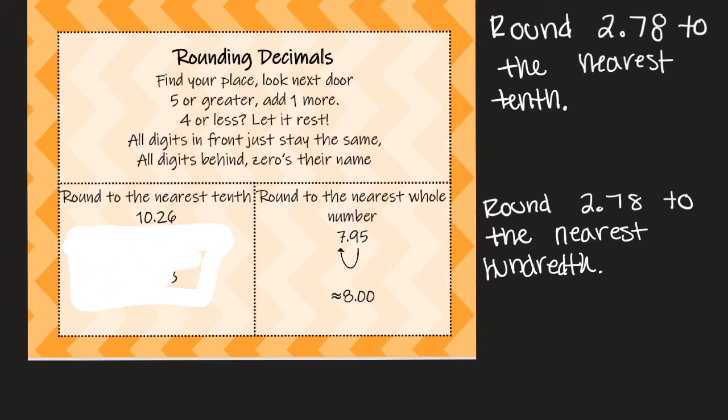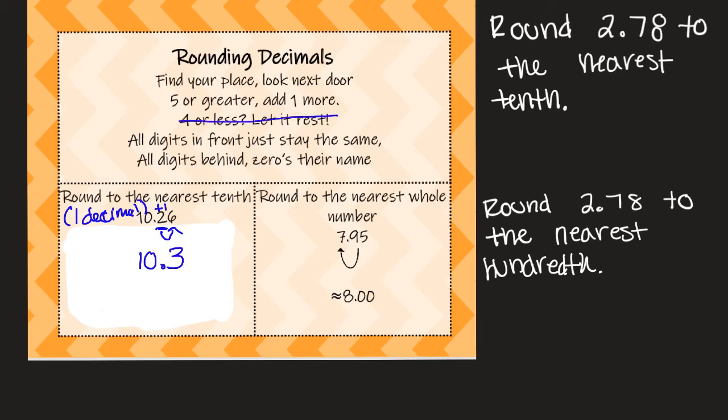Okay, round 10.26 to the nearest tenth. Okay, if I remember from our chart that we just did, the 2 is in the tenths place. Okay, so that's 1 decimal place. Okay, and I look next door to the right. So I underline it and then look to the right. 6 is bigger than 5, so I'm going to add 1 to that 2. So it becomes 10.3.